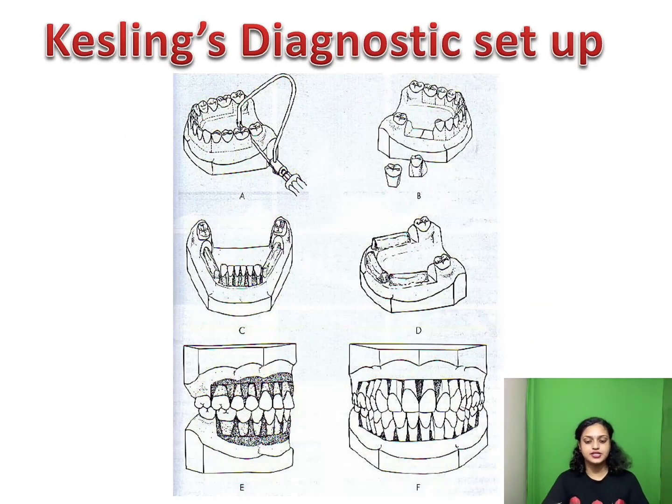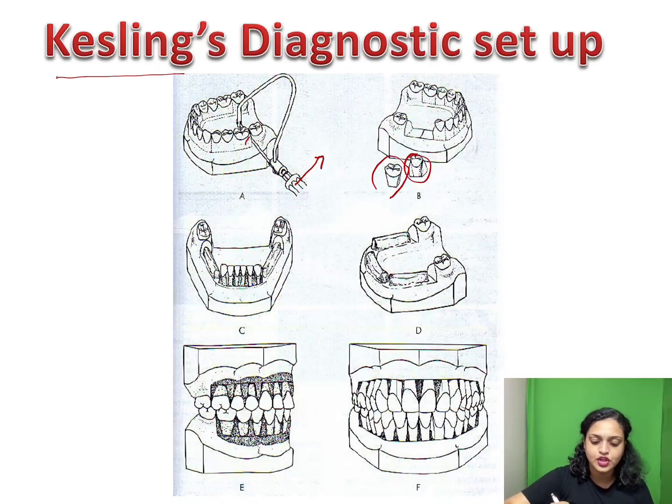Next is Kesling's diagnostic setup. Kesling's diagnostic setup was initially developed by, you can see the name, Kesling. What they did was, they made a cast, sectioned all the teeth separately, like you can see with this saw. They used to grind the teeth and take out bits of teeth like this. So you get something like a prosthodontic teeth setting, but you just do it on the patient's original teeth, that is the cast teeth. So you trim off this excess part and adapt it according to how you want it.